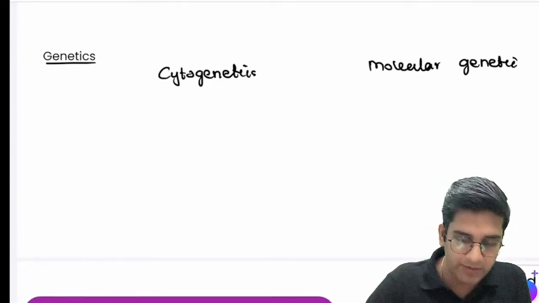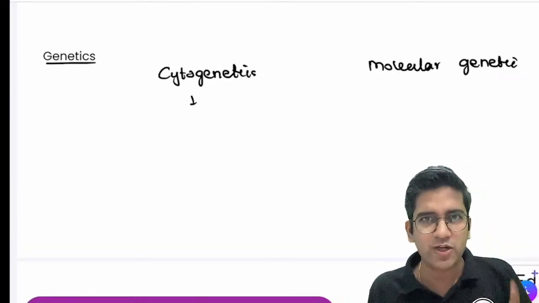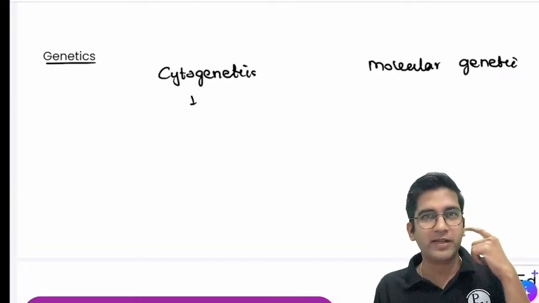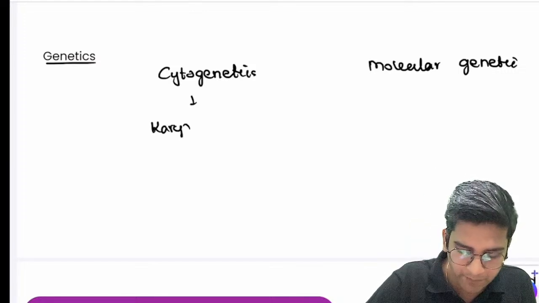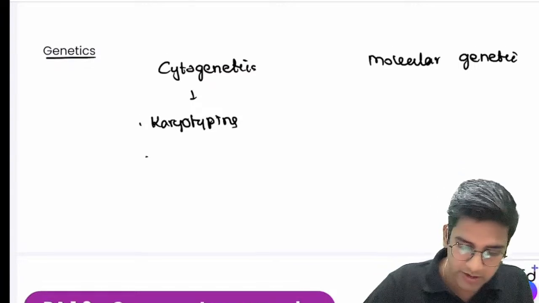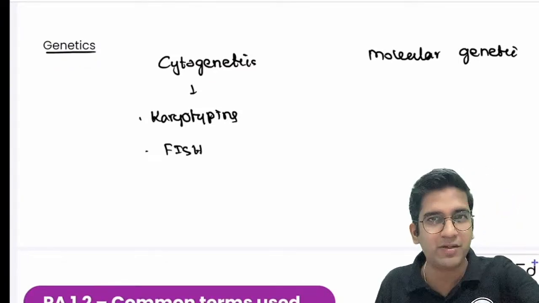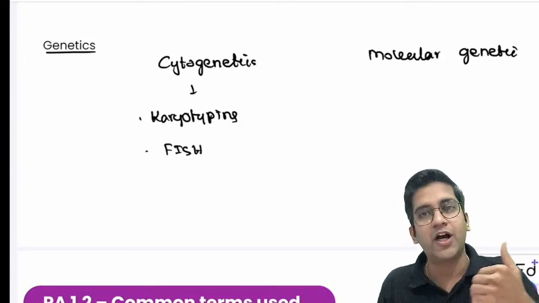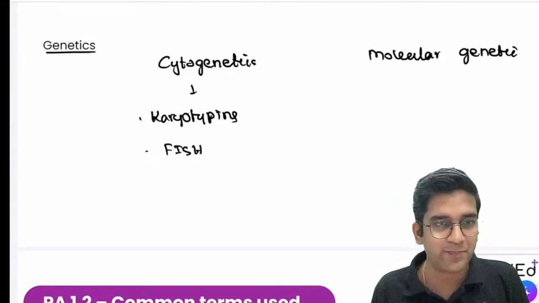Cytogenetics has two major things under it. Have you heard about karyotyping? You must have read about karyotyping even in 12th standard, right? Karyotyping comes under cytogenetics, right? And we have something called FISH. These are just tests. Just remember them. We will read what FISH is, how to do it, and how to take care of things when we go into the genetics chapter. Fine. Okay.